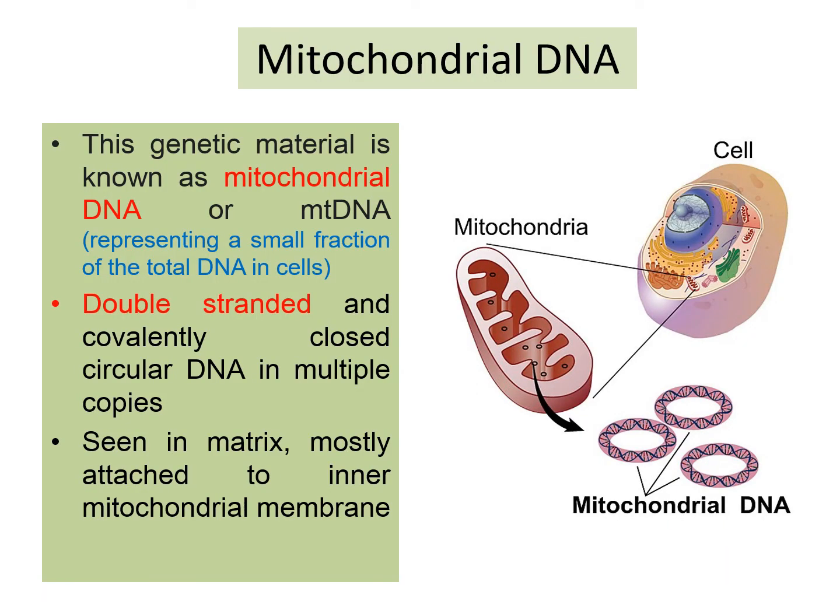Then the mitochondrial DNA. There is genetic material inside the mitochondria also. You know that the genetic material is there in the nucleus, but the mitochondria also contain genetic material, which is called the mitochondrial DNA, but it only represents a small fraction of the total DNA in the cells. And just like nuclear DNA, it is also double-stranded, but it is circular and covalently closed, whereas our nuclear DNA is linear. Mitochondrial DNA is present in multiple copies. You can see the mitochondrial DNA in the matrix, and sometimes it will be seen attached to the inner mitochondrial membrane.